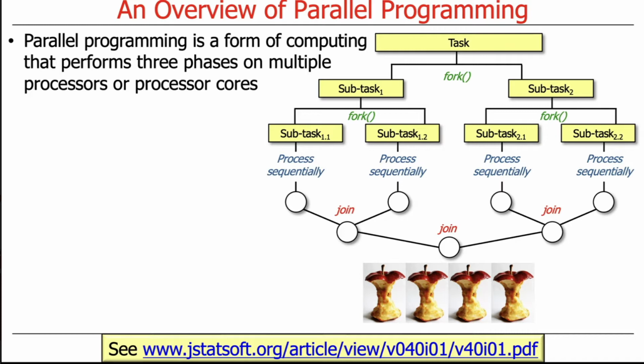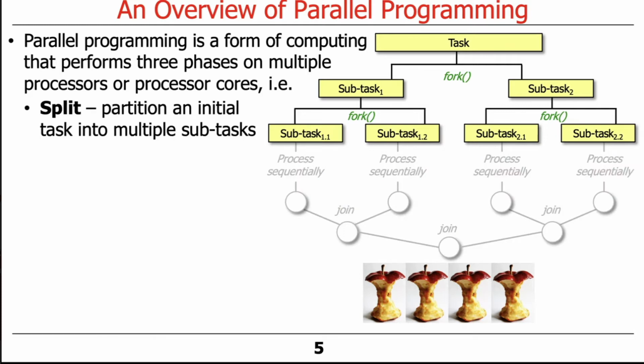So what is parallel programming? Parallel programming is a form of computing that performs three primary phases in the context of multiple processors and/or multiple processor cores. Nowadays, it's usually multiple processor cores, although there was a time when there were multiple processors. The first phase is the split phase. In the split phase, you take some initial task and you split it up into multiple subtasks. We often use the word fork to describe that. You fork things up. It's a funny name, but that's what they're called.